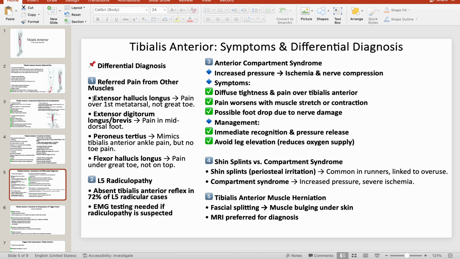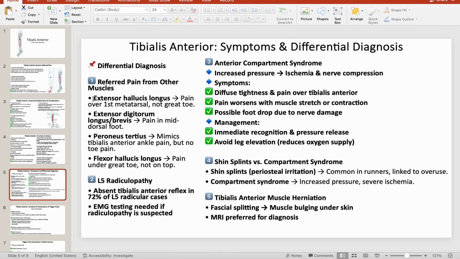When it comes to extensor hallucis longus, pain is over the first metatarsal, not the great toe. So that's the big difference. Often these guys mesh together. Whether it's extensor hallucis longus or tibialis anterior, for me it is hard to figure out palpation wise. You can generally get an idea of where it is, but it's not easy to palpate. But it gives you a good idea. If the pain is over the first metatarsal more, then you can say, okay, it's extensor hallucis longus.